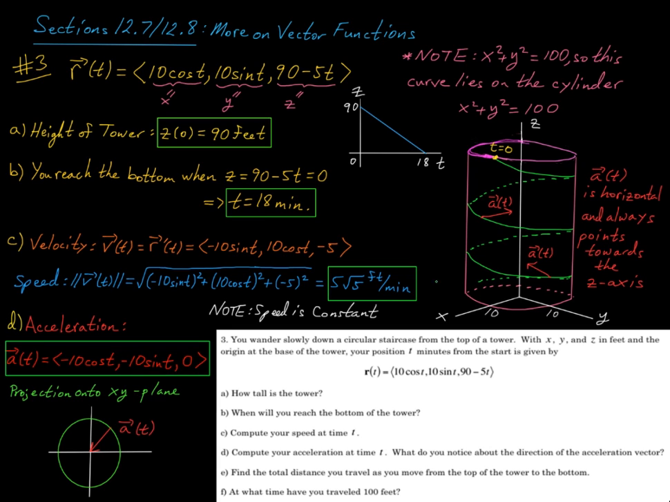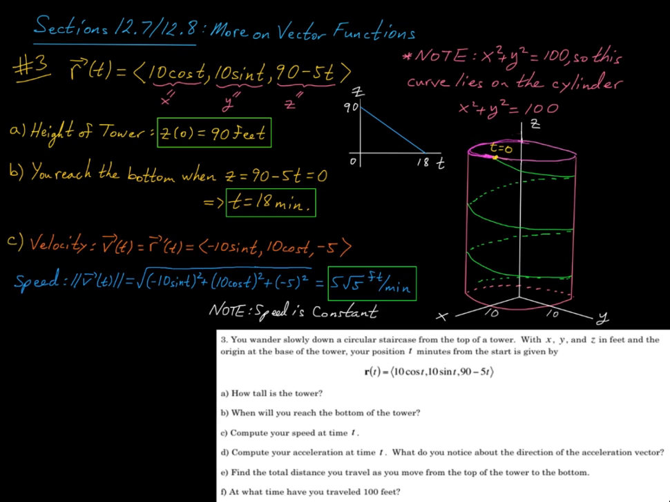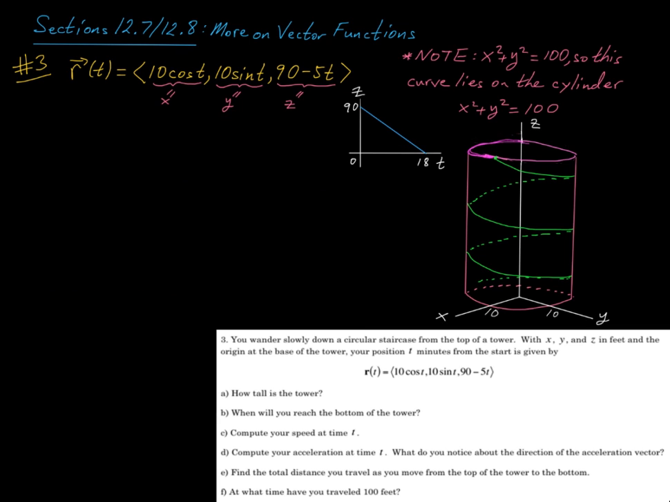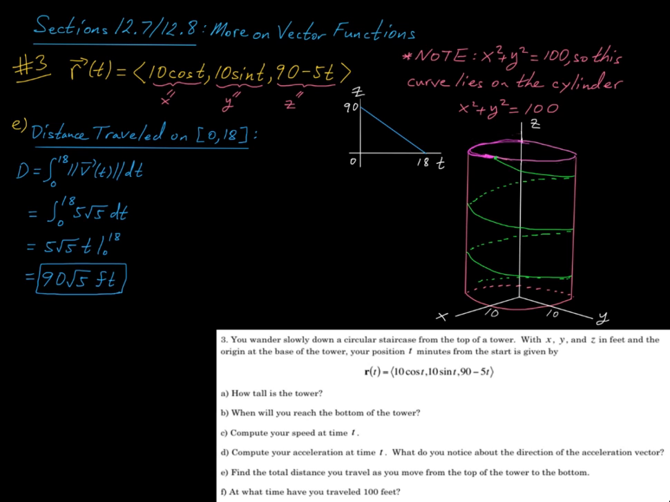Very good. All right, so now let's look at part E. It says find the total distance you travel as you move from the top of the tower to the bottom. So to find the distance traveled, we really want to find the length of the arc from your starting point up here when t is 0 to where you wind up hitting the xy plane at the base of the tower, and that happens when t is 18. So we want to find the arc length as t varies from 0 to 18.